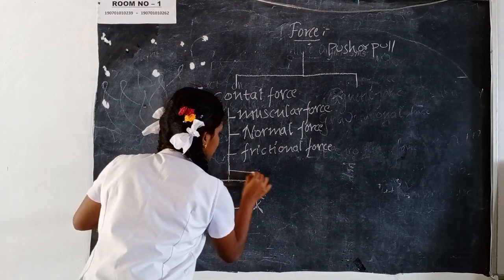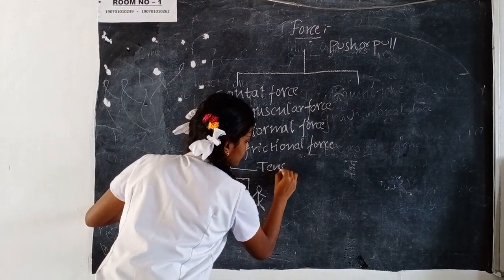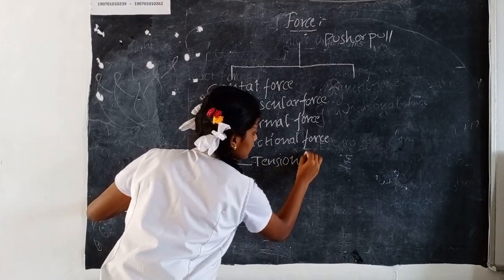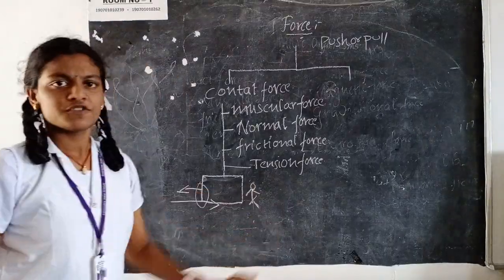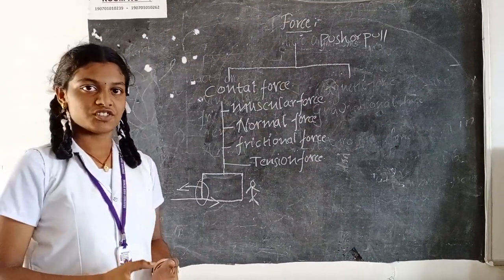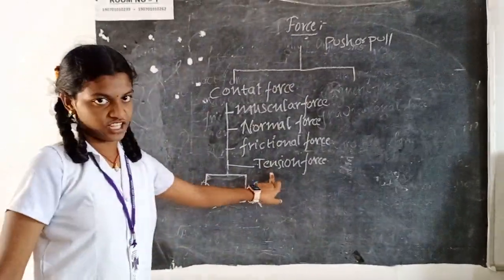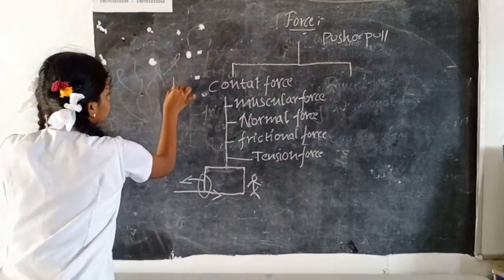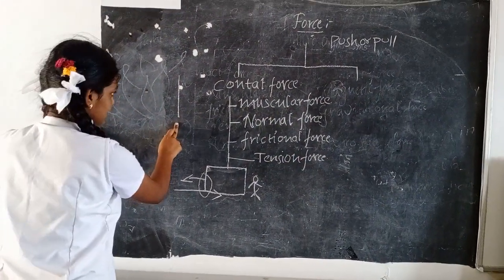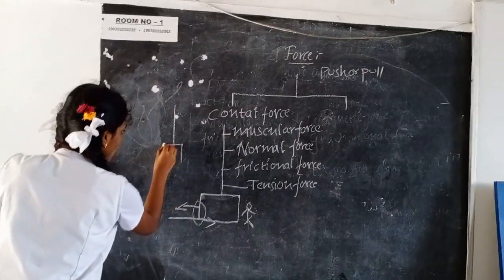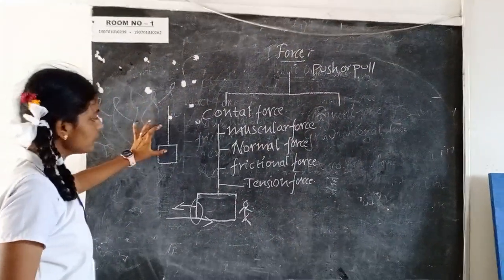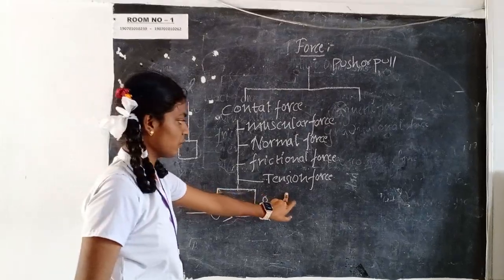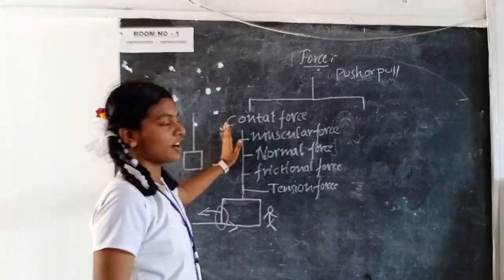Next one. Tension force. The force which is applied by a rope or a string or a thread is known as the tension force. Let us see. Assume that this is a string or thread. A box is hanging from the string. So here some force is applied. That is tension force. So we completed contact force.